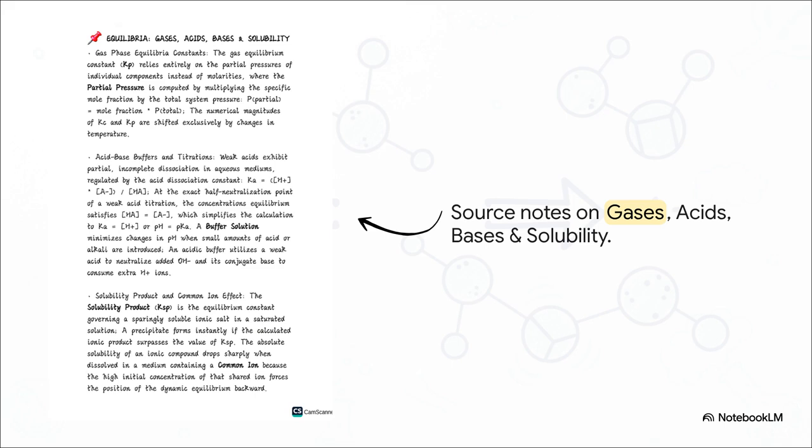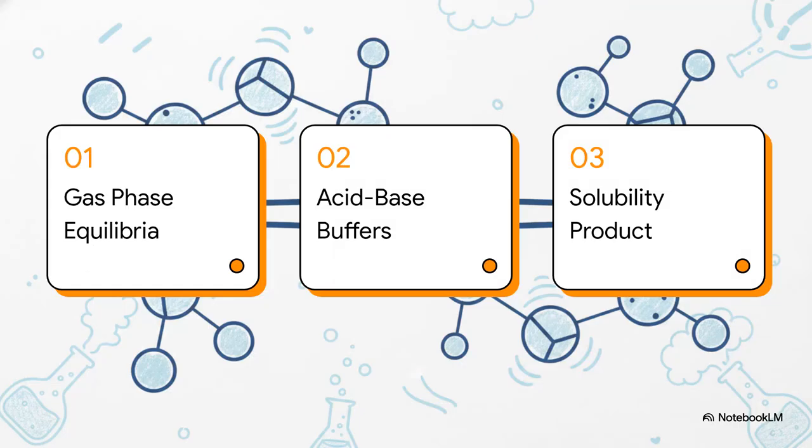What we're looking at today is a decoding of a beautifully concise set of handwritten notes from our source material, and they cover an enormous amount of ground, all the way from invisible gases to acids to solid precipitates. We are going to unpack all this dense chemistry and translate it into a really clear, logical story about exactly how molecules find their balance. So, here's our roadmap for today.